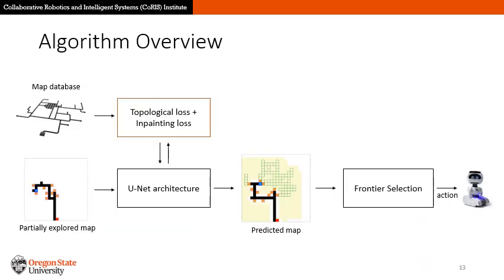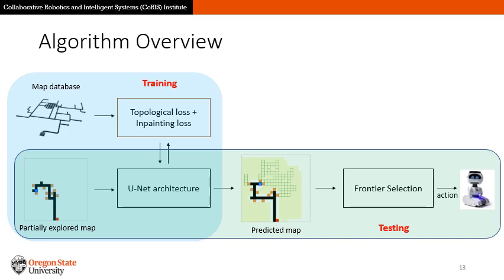The block diagram shows our algorithm overview. While training, our network takes partially explored map as input and outputs predicted map. This predicted map is taken by the loss function module. As the loss function has access to the ground truth map, it can evaluate how good the predictions are. While testing, we again take a partially explored map as input, and the network outputs the predicted map. This predicted map is used by frontier selection policy to generate action for the robot.